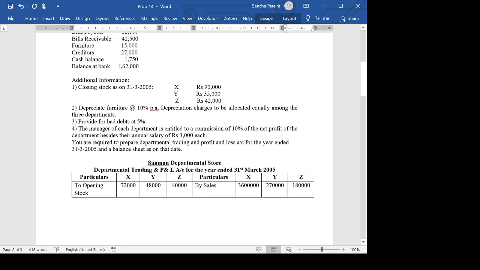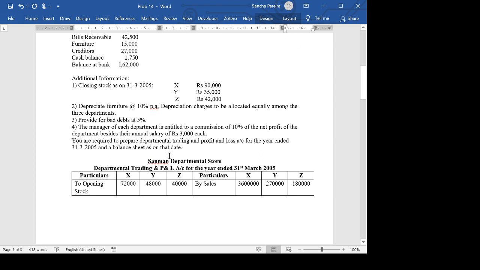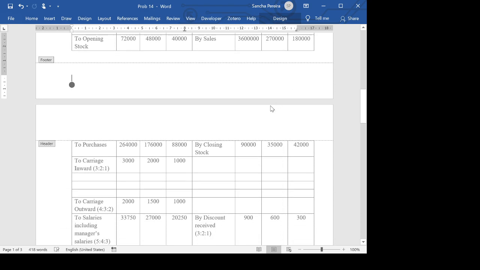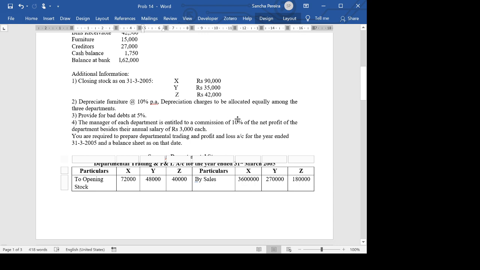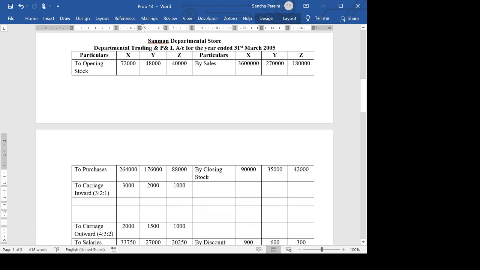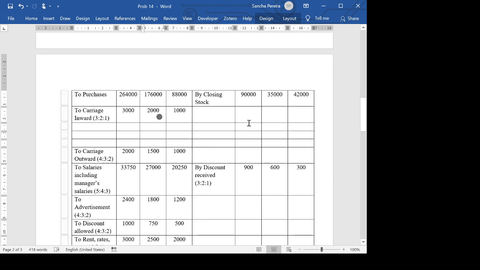That brings us to the last adjustment. The manager of each department is entitled to a commission of 10% of the net profit of the department besides the annual salary of rupees 3,000 each. Now that annual salary part has already been taken into consideration, so we don't need to do it again. But we need to pay them a commission of 10%. Now to pay the commission, it's of net profit, so you first need to find out the net profit.